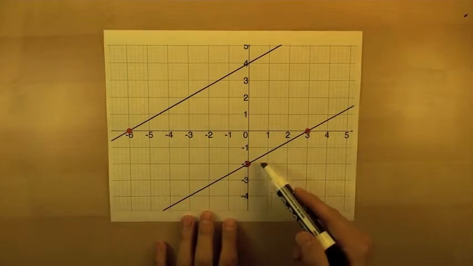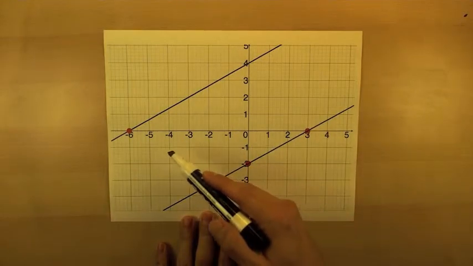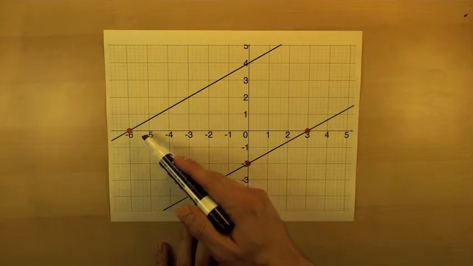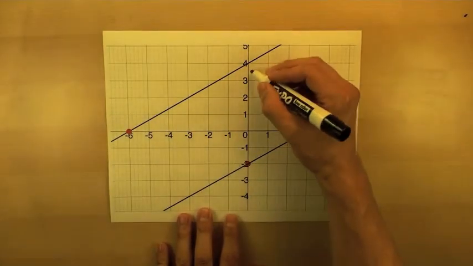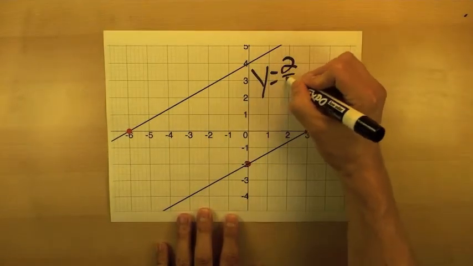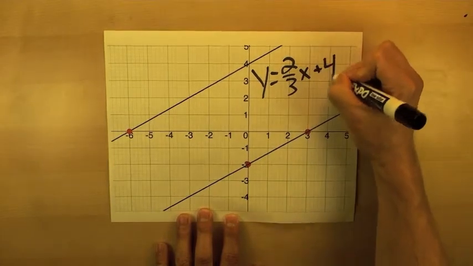Here we see the original line that we had graphed, the point that our line went through, and then we see the line that we found the equation for. So this is y equals 2/3 x plus 4.